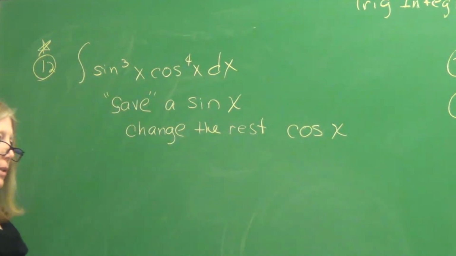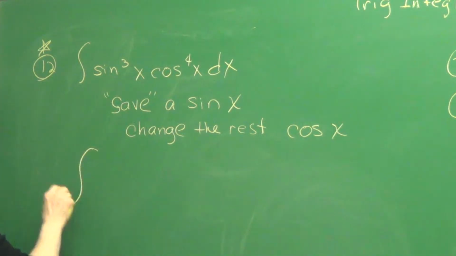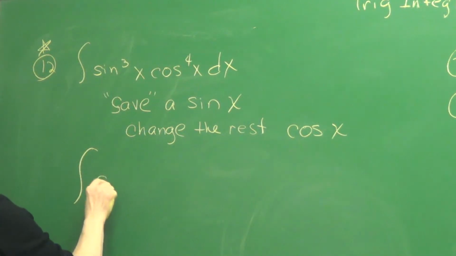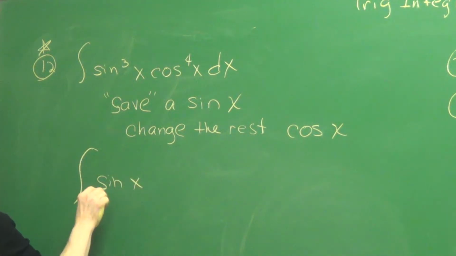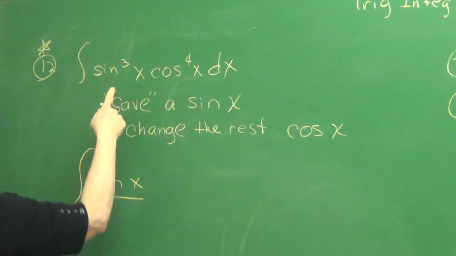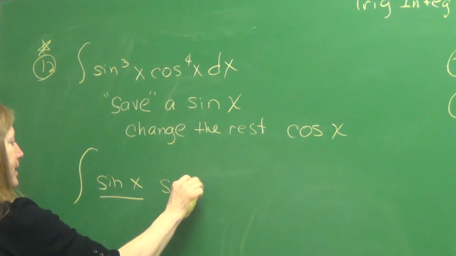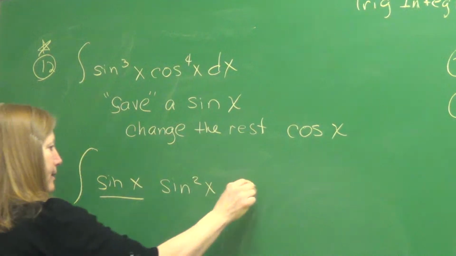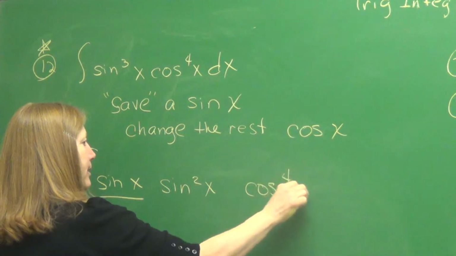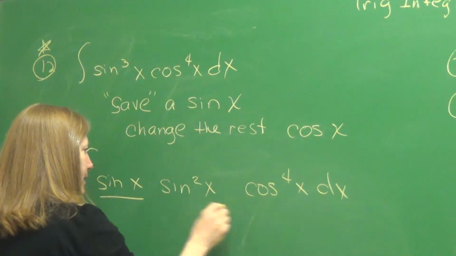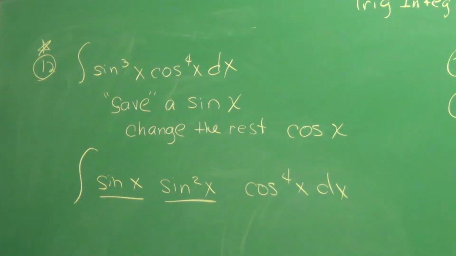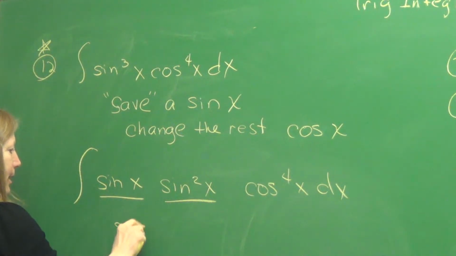So how shall we do that? Well, if I'm going to save a sine, I'm going to have to pull one out. So I'll pull out one sine x. That's the one I'm going to save. The other ones that are left would be sine squared x, and cosine to the 4th is unchanged. There's a trig identity that will change sine squared to cosine squared.